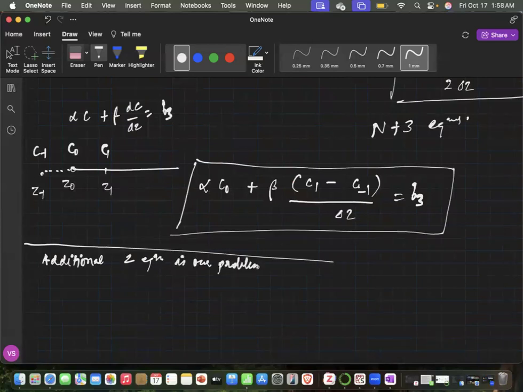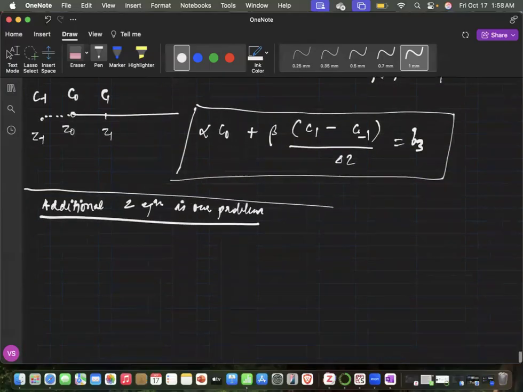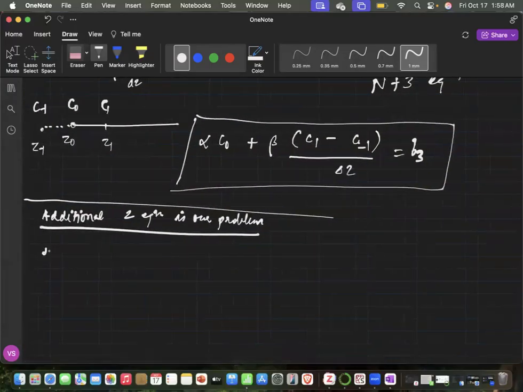So let's start with the left boundary. When we talk about i equals 0, C naught is known, and that's a constant, right? C naught is known to be a constant. So this actually becomes an additional equation here.